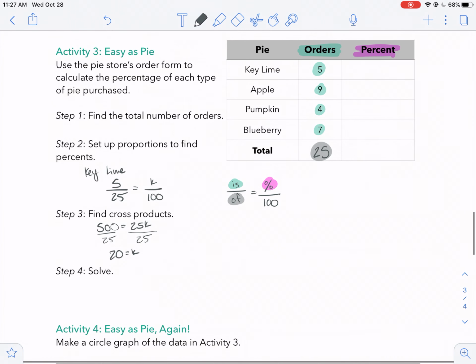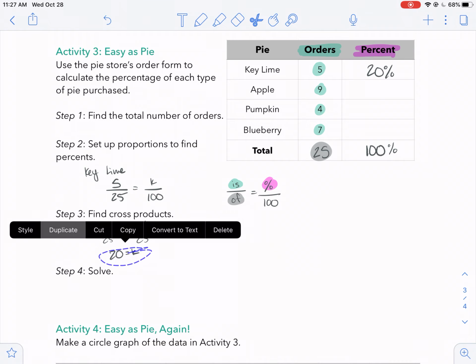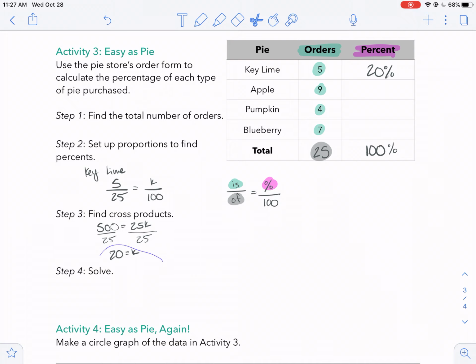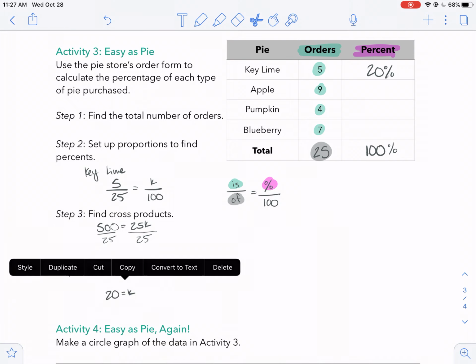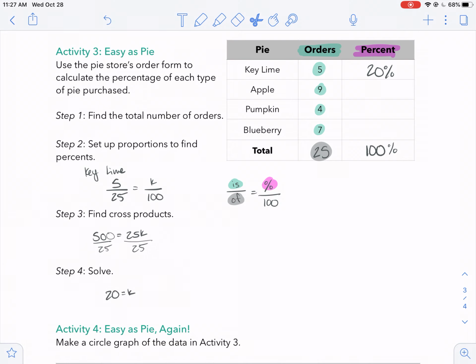So of your 100%, 20% were key lime pies. That's a fifth, right? And that makes sense because 5 is 1/5 of 25. Do the same process for each of your pie flavors. I'll help you set up the proportions and then I will let you solve them.